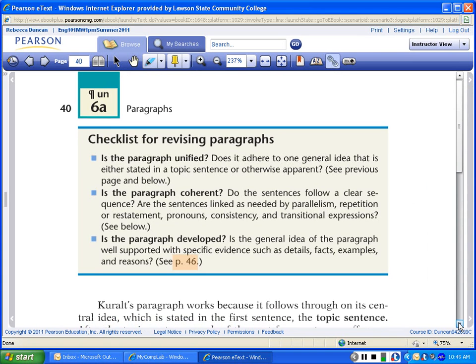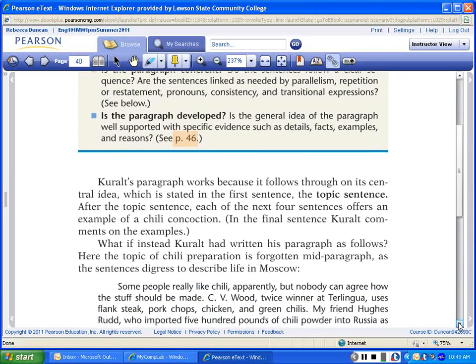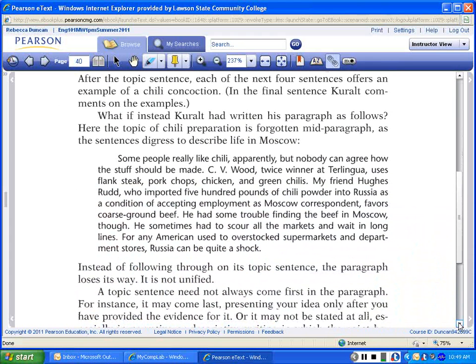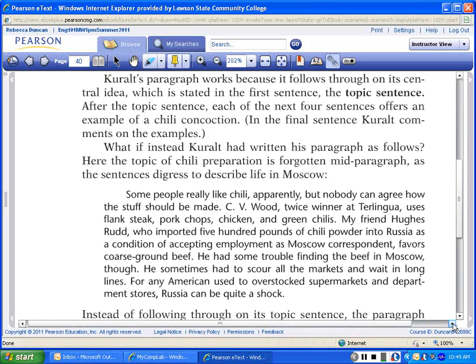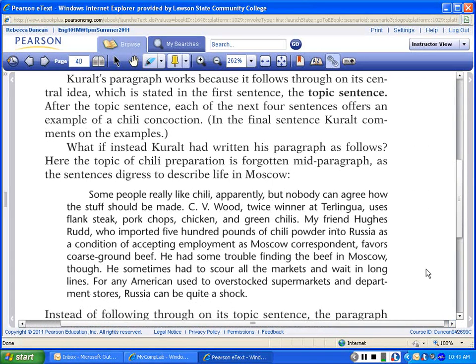So this is an example of a paragraph with unity. Well, let's take a look at one that falters. We're going to get the not so good example here. See if I can bump it up just a little. Okay. Some people really like chili, apparently, but nobody can agree how the stuff should be made. There's our topic sentence, so everything should be from that. And it says it works because it follows on its central idea stated in the first sentence, the topic sentence. And each of the next four offers an example.